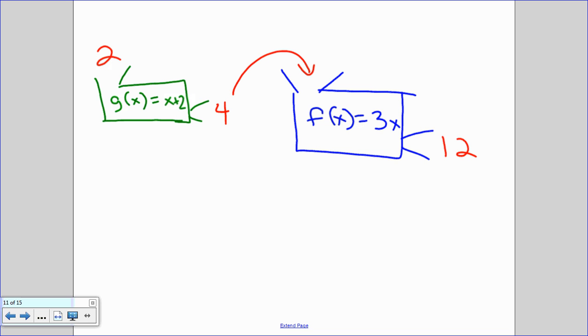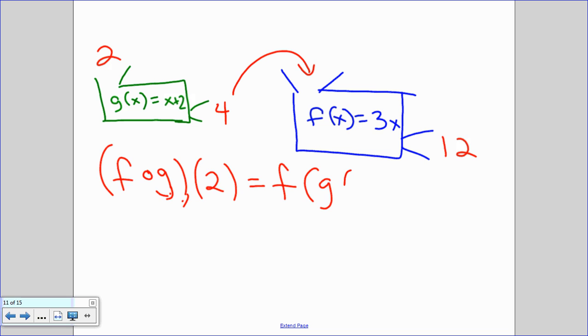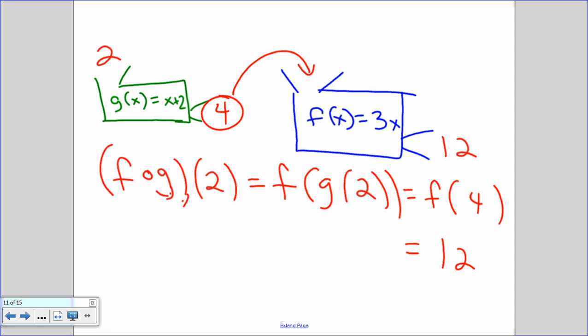So using our function notation, our composition, this would be f composed with g of 2, which is the same thing as f of g of 2. And with this, we say that we read left to right, we compose right to left. So with this notation, we would have f of, well, g of 2 we already found was 4, and then f of 4 is 12. So this is notation for composition.